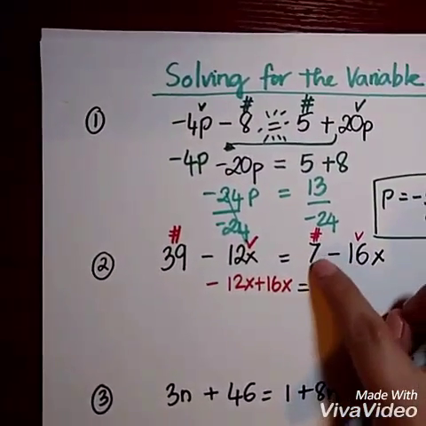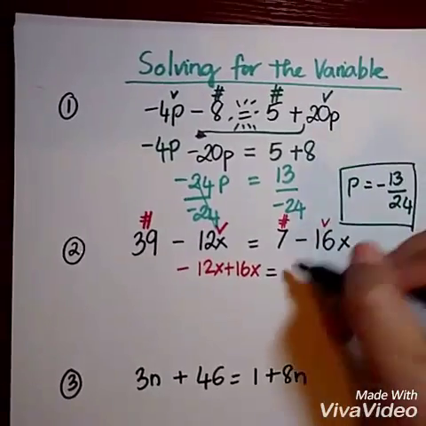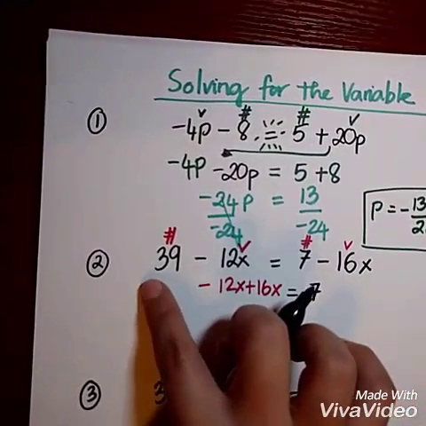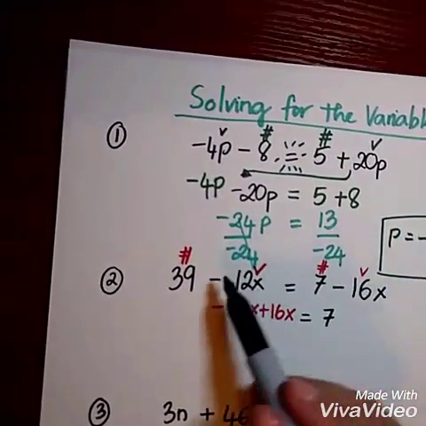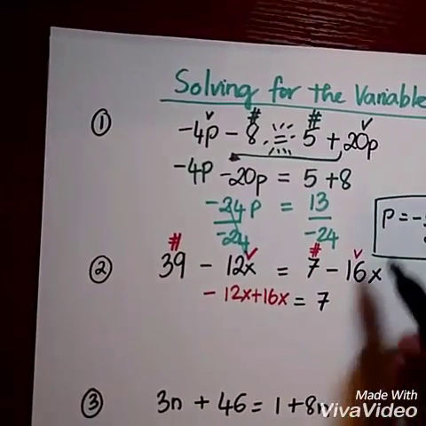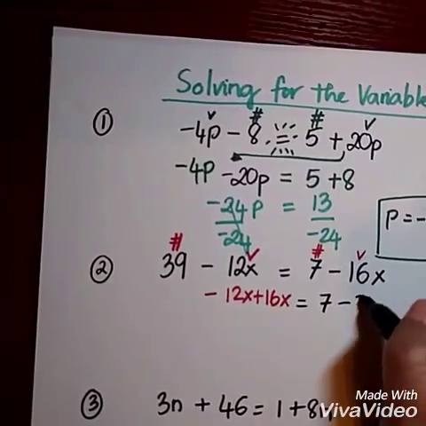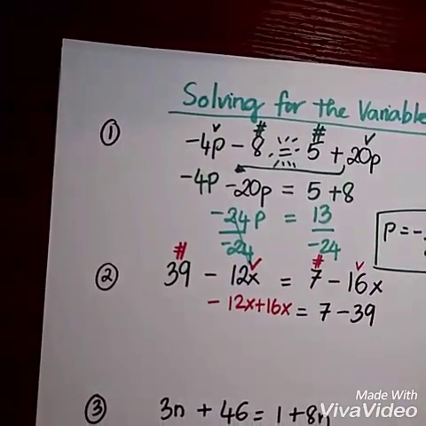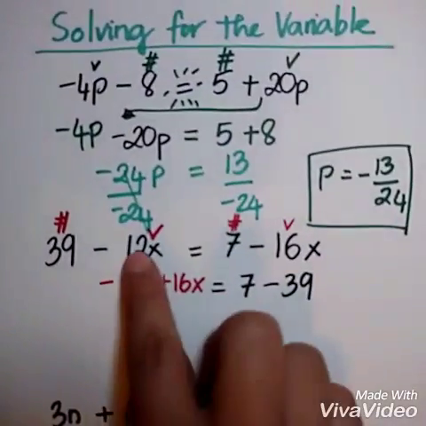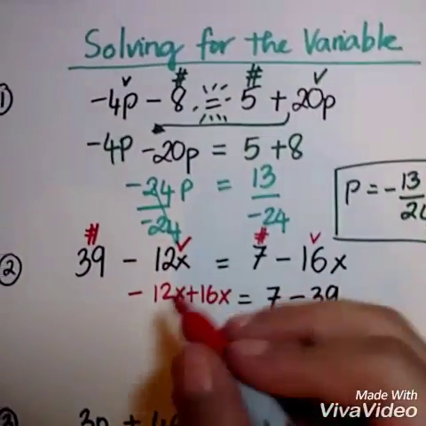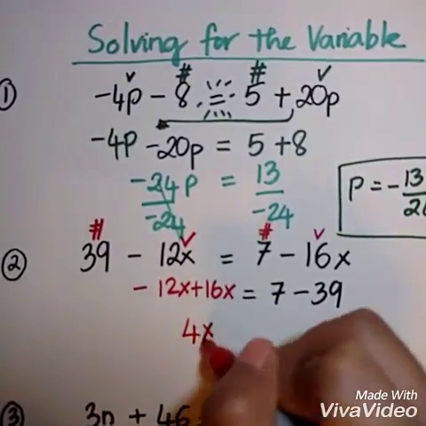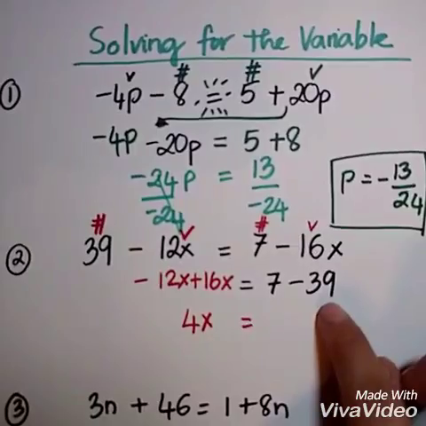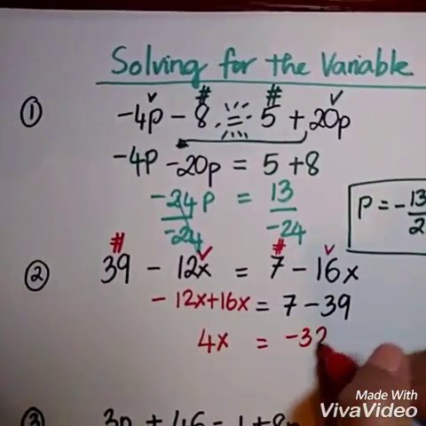Now I want all of my numbers to the right side. So I have 7. I bring it down, 7. The 39 is positive on the left side, but if we move it over to the right side, then I'm going to change the sign into a negative 39. Right? Next step is easy. We're just going to combine the like terms. So 12x plus 16x gives you a positive 4x equals 7 minus 39, or subtract 39, gives you a negative 32.